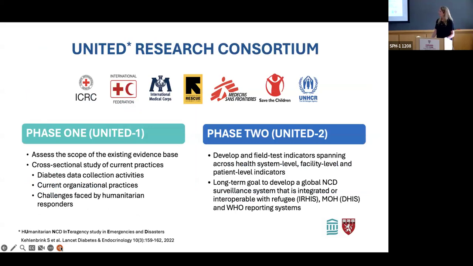And so there was no published literature on this. What we did a few years ago was convene the United Research Consortium, which consists of these 7 humanitarian organizations here, to ask what data they are collecting that's not been published. We wanted to understand their organizational practices around diabetes care delivery and data collection, and the key challenges they're facing, with the plan then to go on to a phase 2 where we develop standardized indicators, a bare minimum set of indicators that they would all collect in the field to help with this issue.